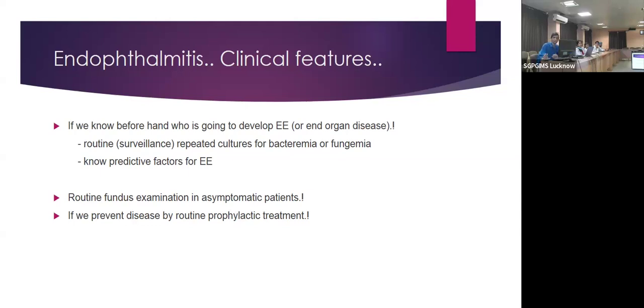Doing repeat or routine cultures for bacterial or fungal infection won't work in deciding end organ disease. Okay, people went one step further. They started studying whether any predictive factors are present that indicate a patient is more likely to develop endogenous endophthalmitis or any end organ disease. That also failed. Then people started focusing on the ocular or end organ disease itself. Somebody said, forget whether the patient has bacteremia or fungemia, why not directly see the target organ routinely and do fundus examination in asymptomatic patients.